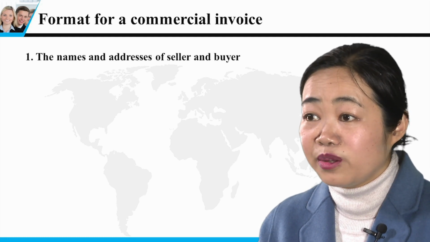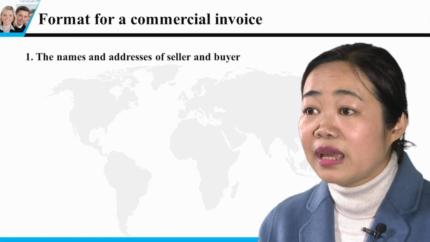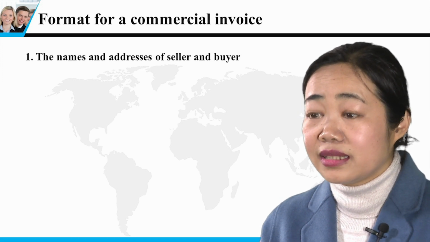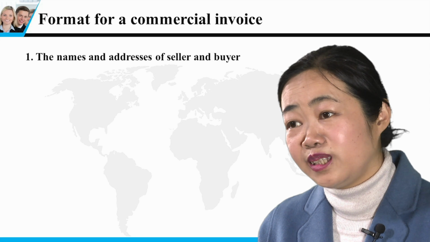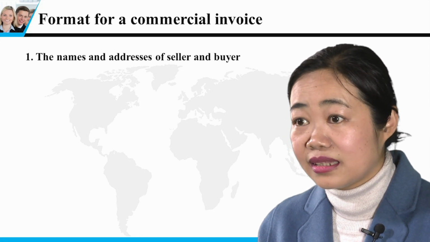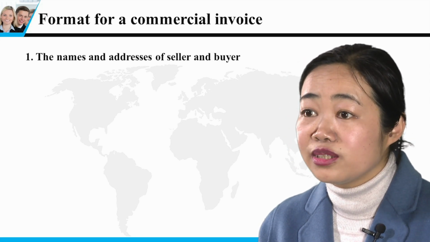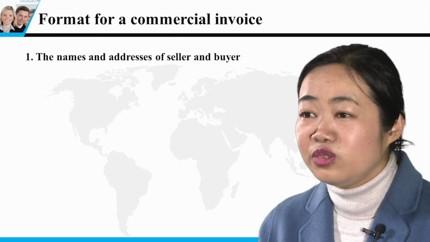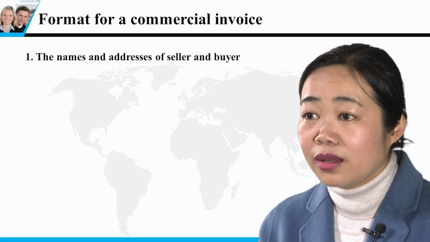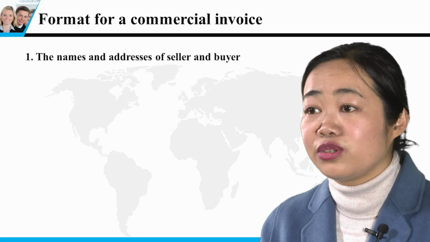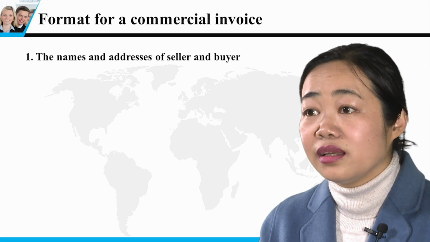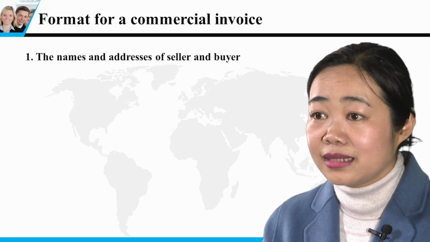It must be made out in the name of the applicant of the credit, except in the following cases. That is, in a transferable letter of credit, the invoice can be issued by the second beneficiary and can be addressed to a third party.